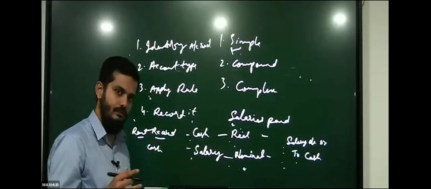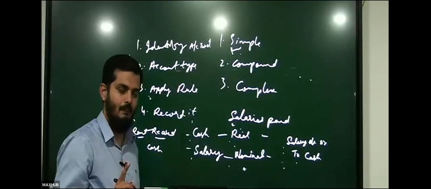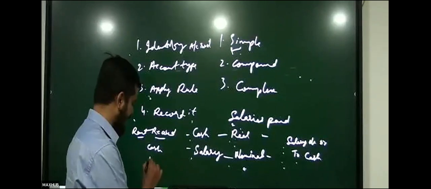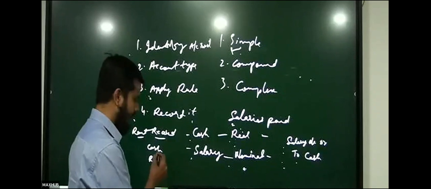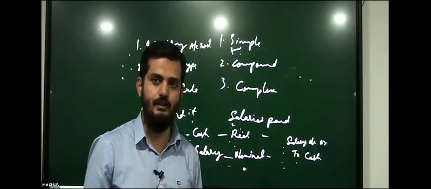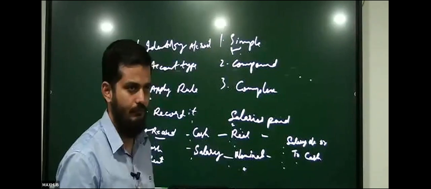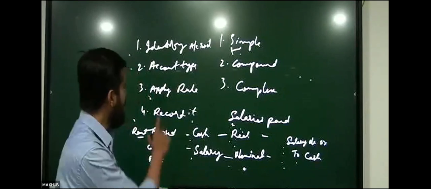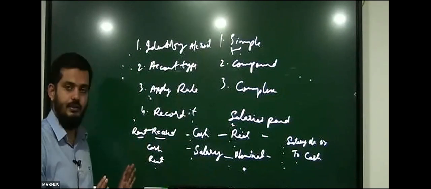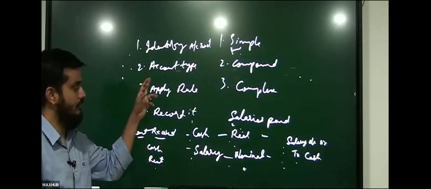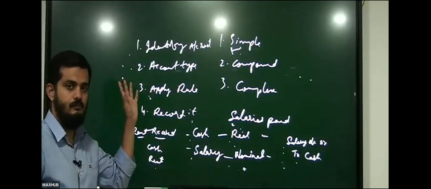Rent received is the income, right? That's one item. Another one is cash. If you have given your property on rent, then you will receive some rent in the form of cash. That becomes your income. We are done with the first step, identify the accounts. What is the second step you have to follow?